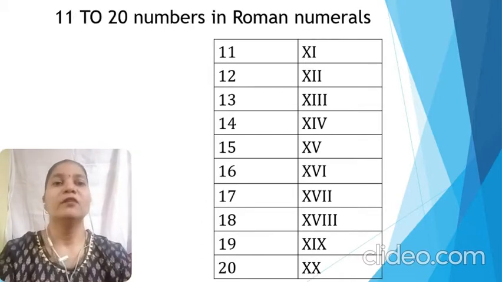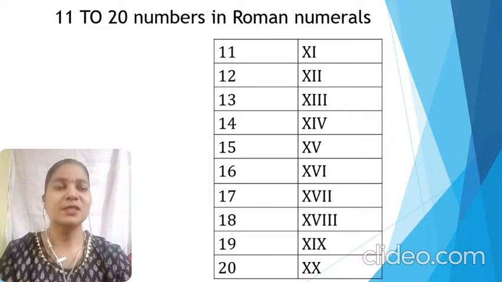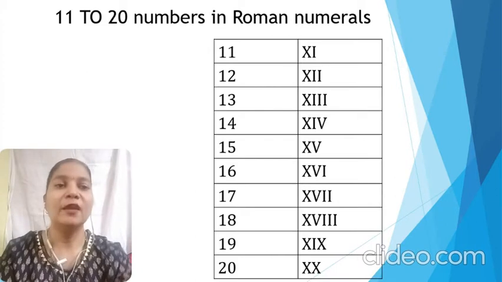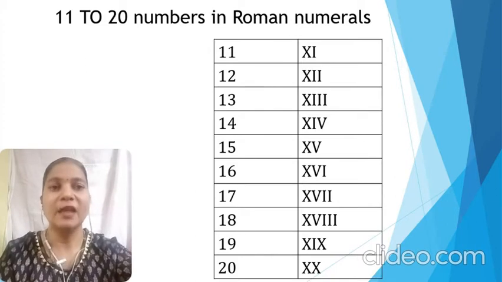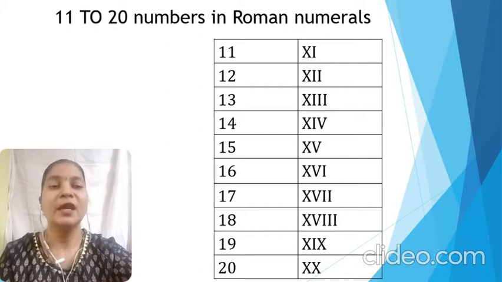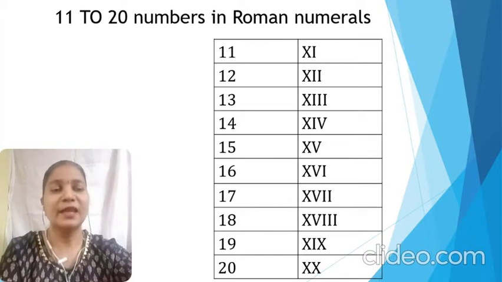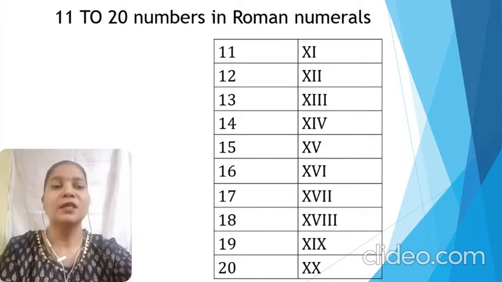Here are 11 to 20 numbers in Roman numerals. 11 means X and 1, which is XI. 12 means X and 2 I's, XII. 13 means X and 3 I's, XIII. 14 means X and IV, which is XIV. 15 means XV. 16 means XVI. 17 means XVII. 18 means XVIII. 19 means XIX. And 20 means XX.